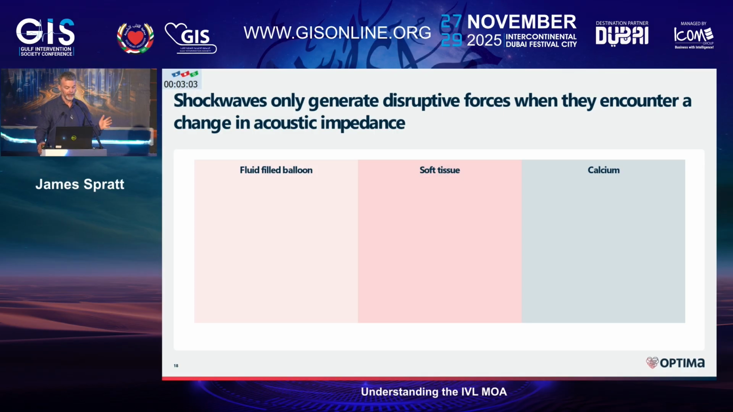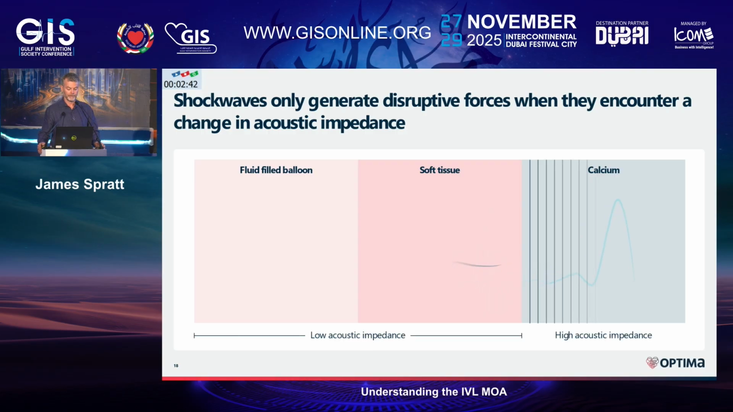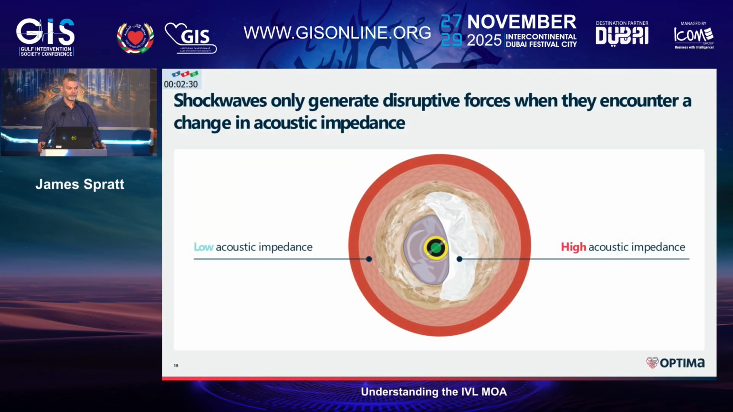So you've got your balloon on the left, schematic, soft tissue, and then calcium. There's really no difference in terms of something called acoustic impedance between the balloon and the soft tissue, but calcium, by contrast, has got very high acoustic impedance. So that means that the energy is transferred to the calcium rather than transmitted through the calcium. And that energy, that compressive stress, causes disruption of the calcium, and you get roughly about 80% transferred to the calcium, and about 20% is reflected.